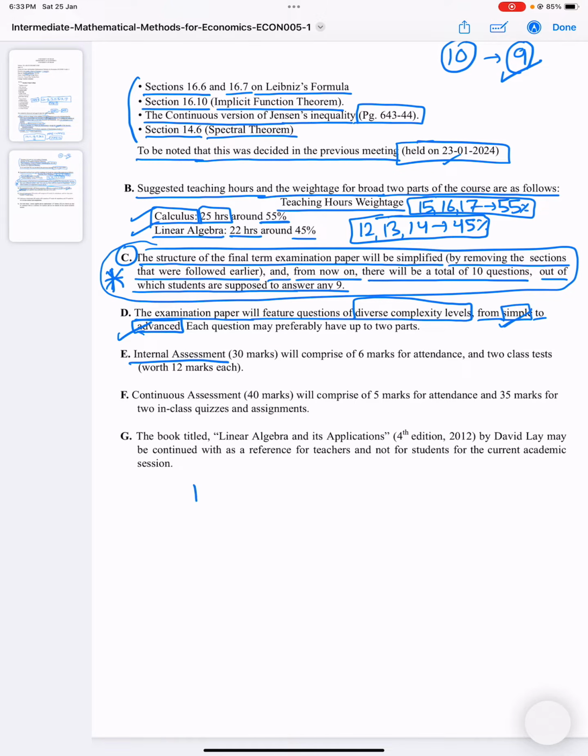Internal assessment, you know the weightage of internal assessment: 30 marks, 6 marks for attendance, and there will be 2 class tests worth 12 marks each. So 12 plus 12, this would be class tests.